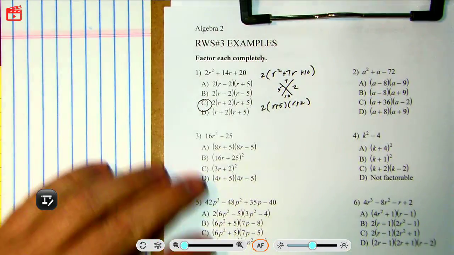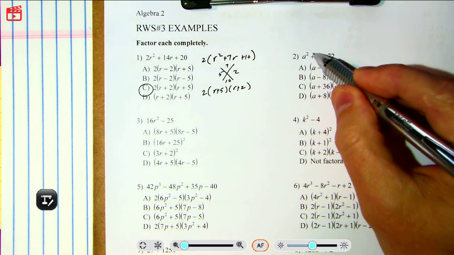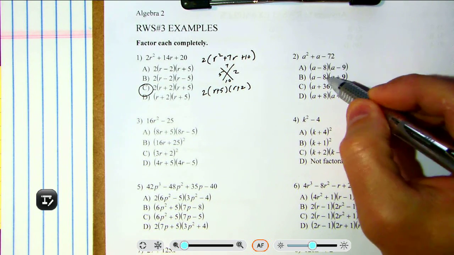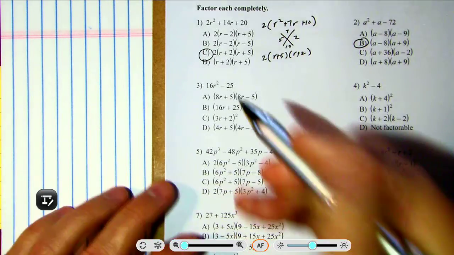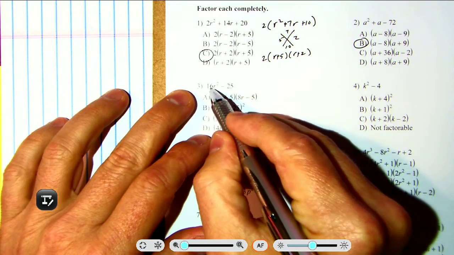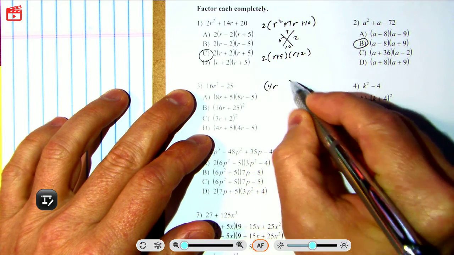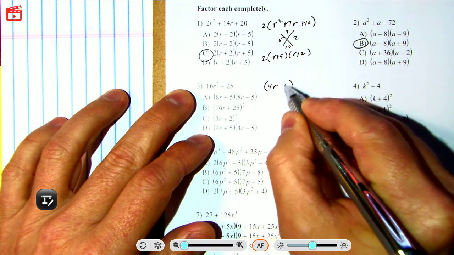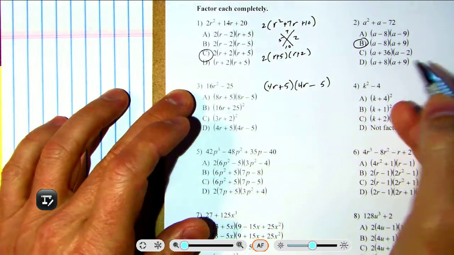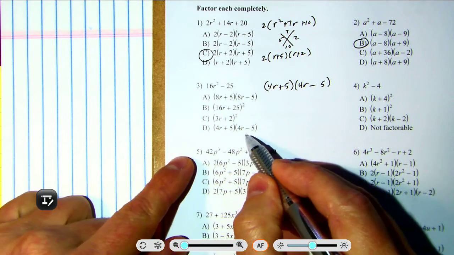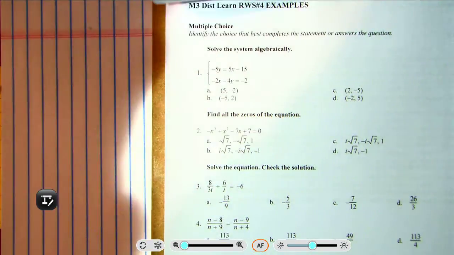Yes, it is. Okay, and let's do this one over here. Can we see that? It's going to be a plus 9 and minus 8, plus 9 and minus 8. That's going to be that one right there. Let's see here. Aha, here's a difference of squares. What is the square root of 16? It's going to be 4, and it's going to be 4r because it's 16r squared. What's the square root of 25? It's 5. We write that down twice, and then just do plus and minus, or minus and plus, whichever way you want to do it. 4r plus 5 and 4r minus 5 is number 3D. Yes, it is. Good job.